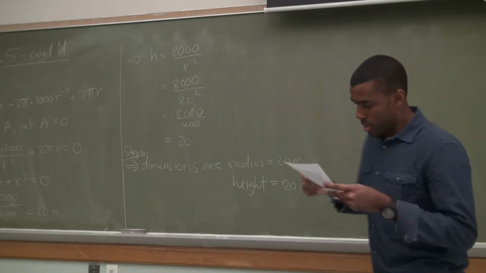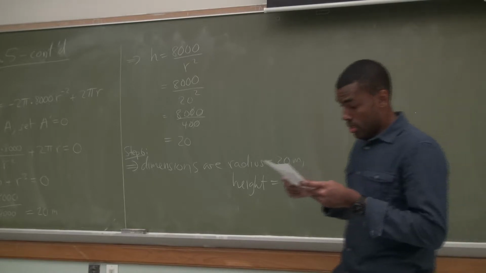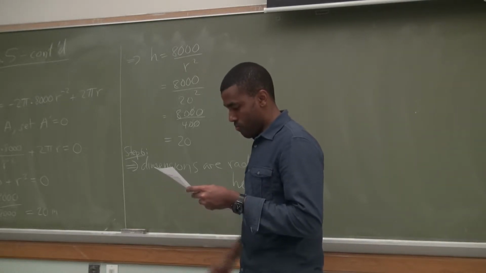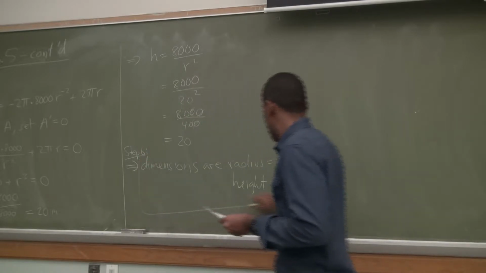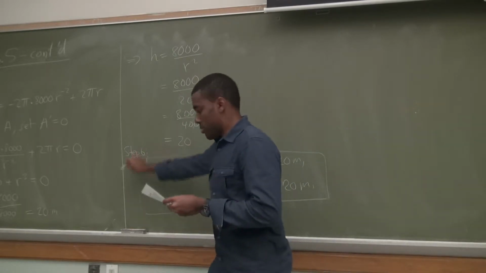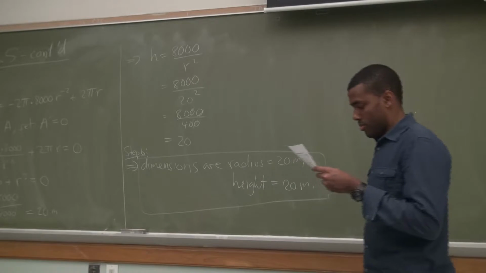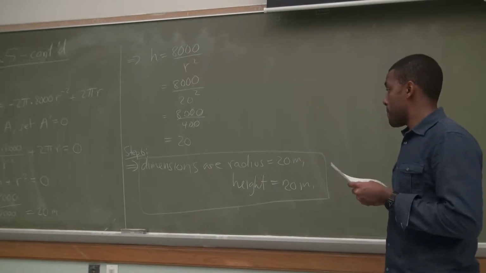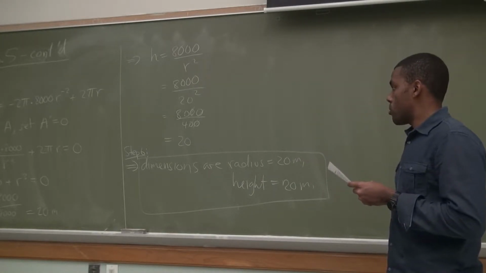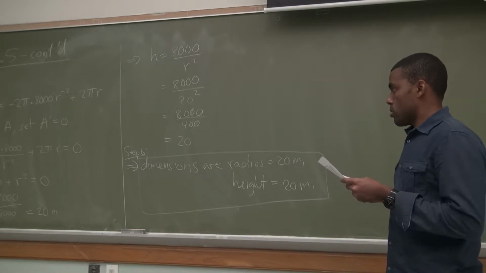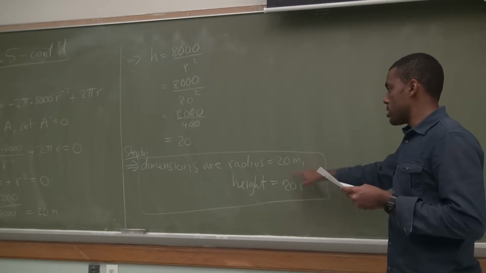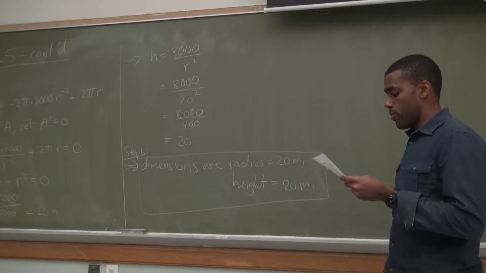Do they really need to write meters? It's not square, so it doesn't matter for the area dimension. These are just lengths. The radius is a length and the height is a length. You add that.